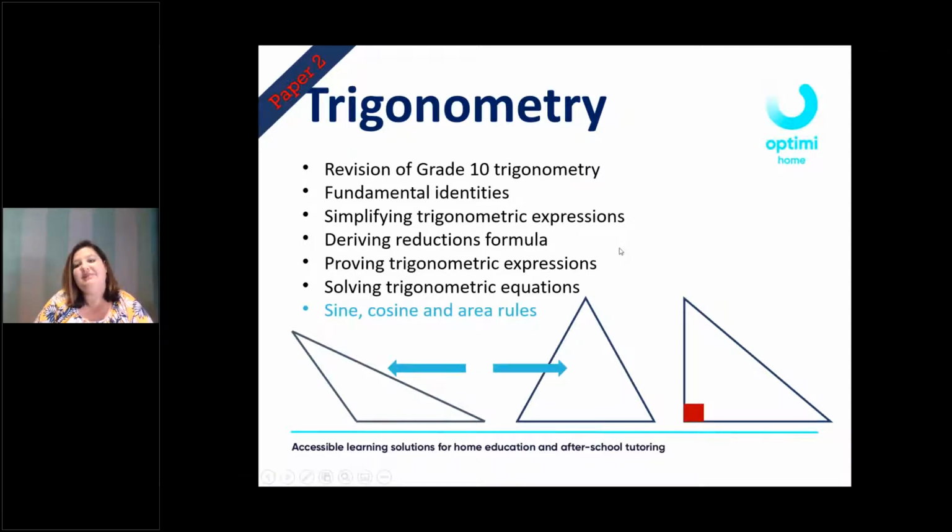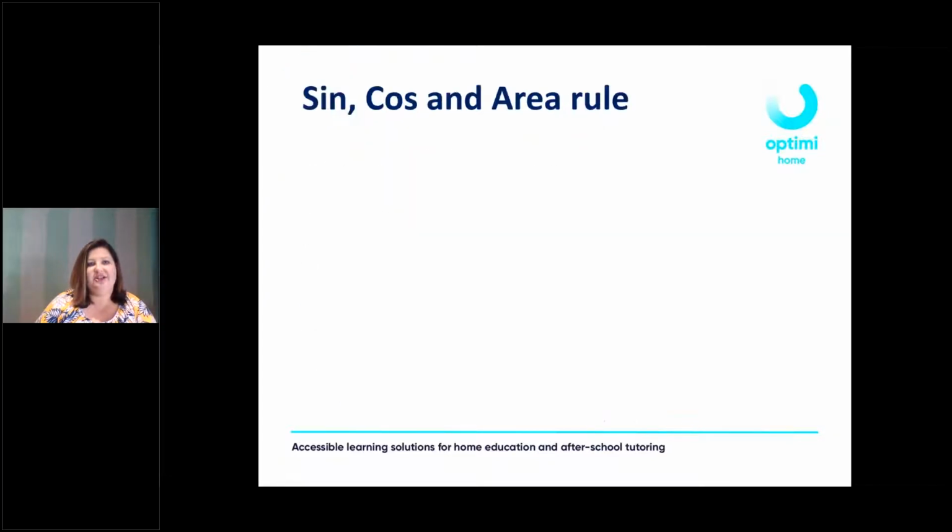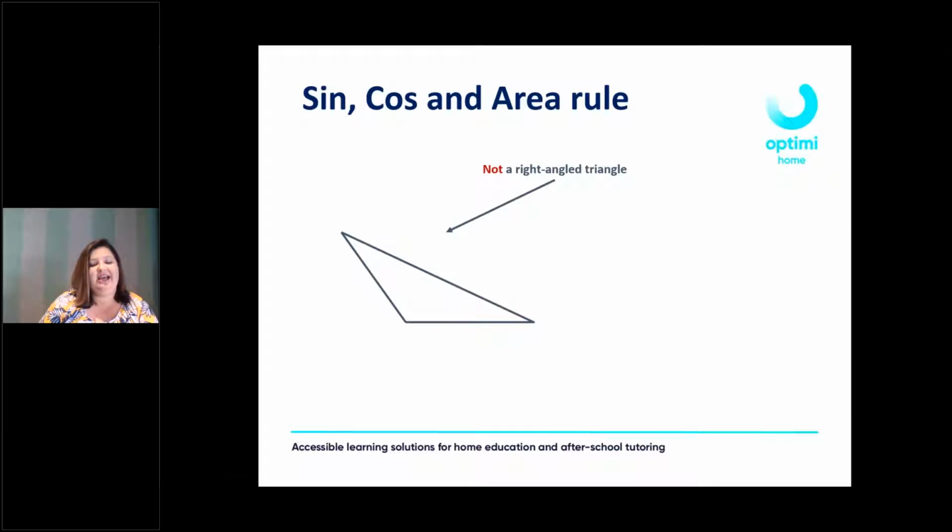Right, I am going to make some time for questions while we are doing the 3 rules. So hold your question, and when I ask you, you can put up your hand to ask your question. Right, sine, cosine, and area rule. Like I said, we are not going to work in right-angled triangles. We're going to use obtuse triangles and acute triangles.